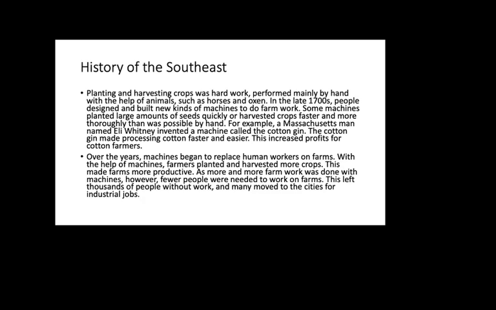All right. Over the years, machines began to replace human workers on farms. With the help of machines, farmers planted and harvested more crops. This made farms more productive. As more and more farm work was done with machines, however, fewer people were needed to do the work on farms. This left thousands of people without work, and many moved to the cities for what we call industrial jobs.